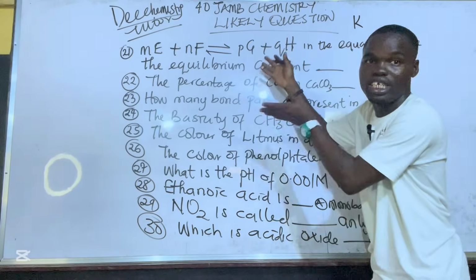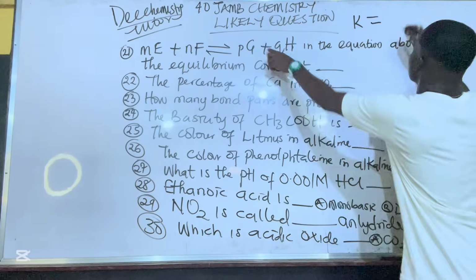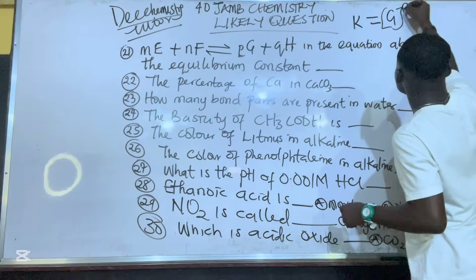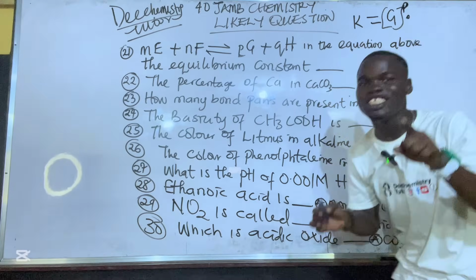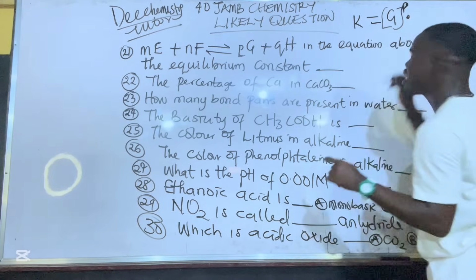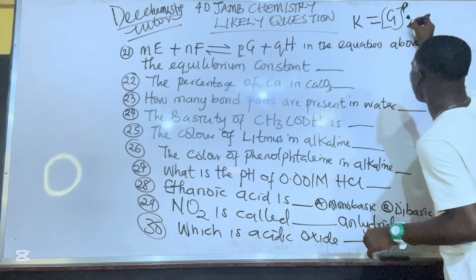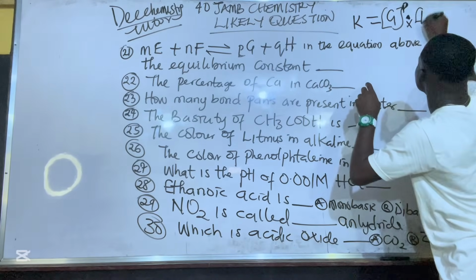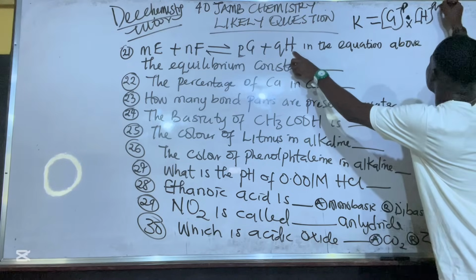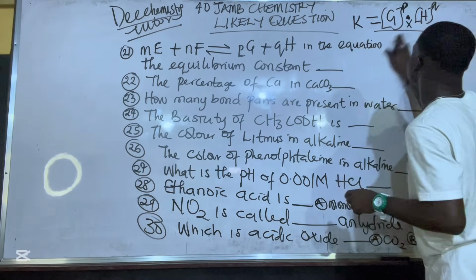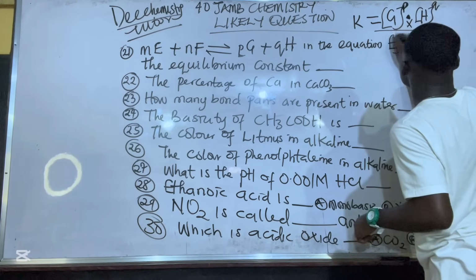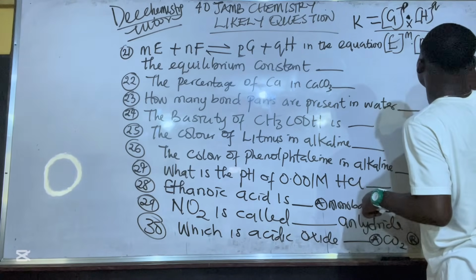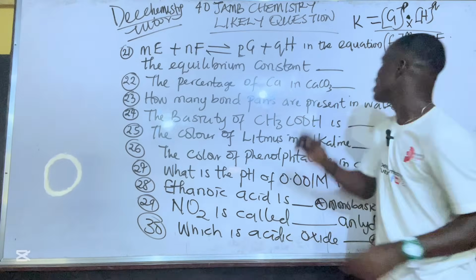Now, because the state is not given in this case, it will just be K equals the concentration of G raised to the power of its coefficient, which is P, dot. Please take note, it is not plus, it is multiplication. That multiplication, you can denote with a dot, or like this, or without anything. So multiply by the concentration of H raised to the power Q, all over E raised to the power M, dot N raised to the power F. So this is the answer to this question.